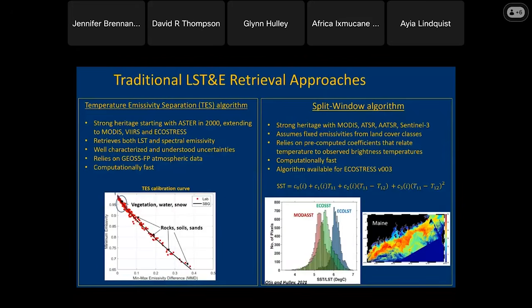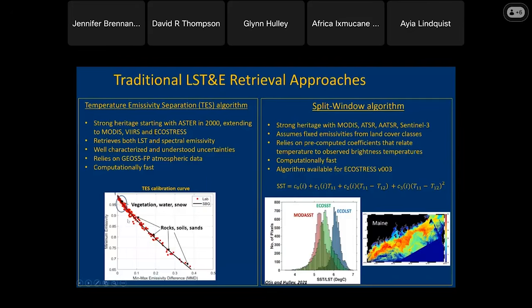One of them on the left is probably the most common currently. It's called the temperature emissivity separation algorithm. It was developed for ASTER in 2000 and now is applied to both MODIS, VSWIR, and ECOSTRESS LSTE products. It retrieves the temperature and the spectral emissivity simultaneously. And it's pretty computationally fast, and it's well characterized in terms of its uncertainties.